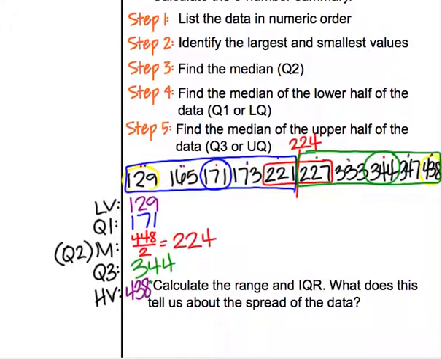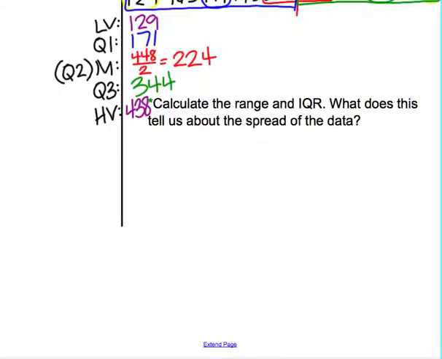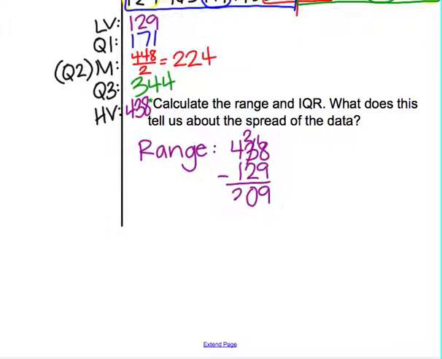So now that last piece is going to be to calculate our range and interquartile range. So let's look here. First we've got our range, and that's going to be 438 minus 129. Since I know most of you are going to have to subtract it anyways, we'll borrow. 18 minus 9 is 9, 2 minus 2 is 0, 4 minus 1 is 3. So our range is 309.